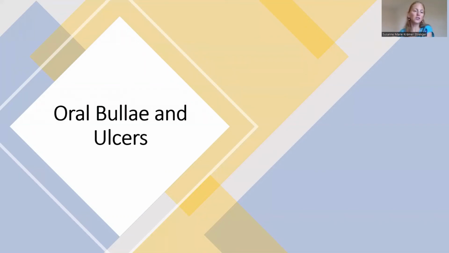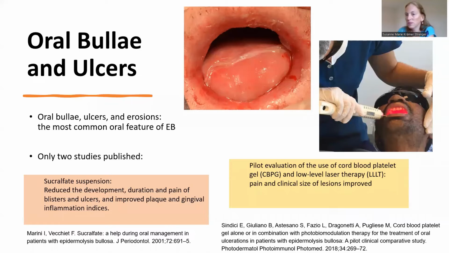I'm going to give some detailed information on some of the issues that you can have in EB. First of all, oral bullae and ulcers. It's the most frequent issue in EB, and there are only 2 studies on products to reduce the ulcers. One of them is sucralfate suspension, and the other one is cord blood platelets with low-level laser therapy. Both of them showed an improvement in the clinical size and pain related to the ulcers.